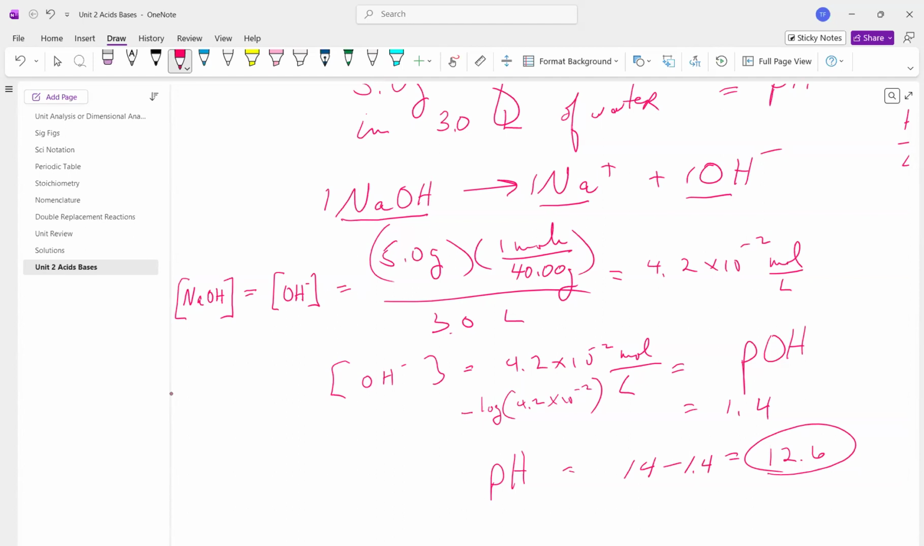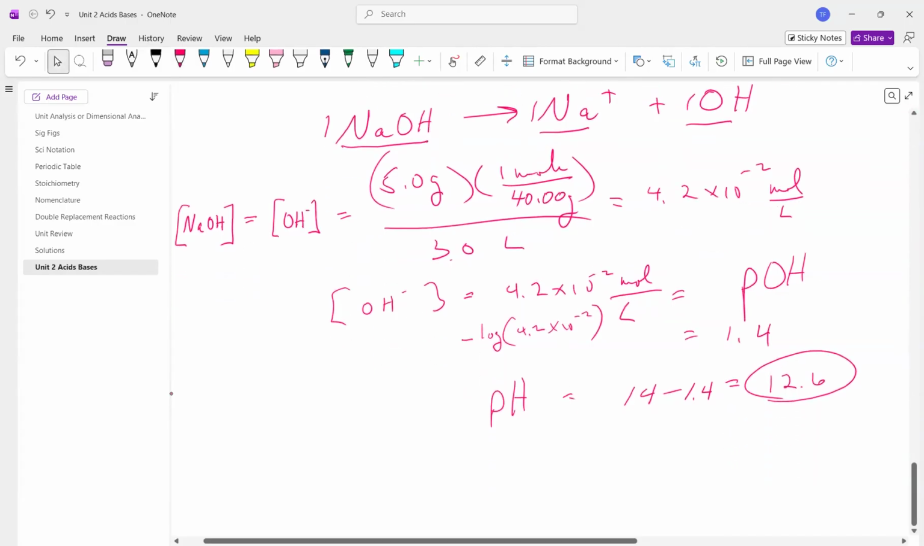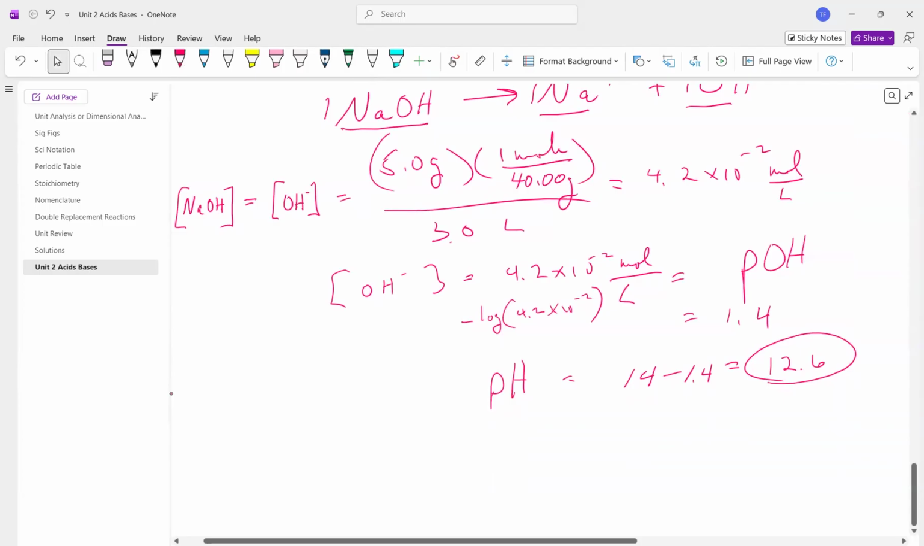Okay, does that make sense? I put a lot of worksheets under Canvas files, unit 2, practicing pH and so on. Okay, so are there any questions about this calculation?